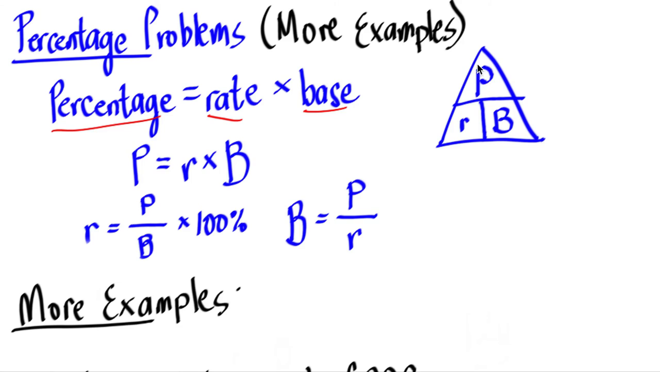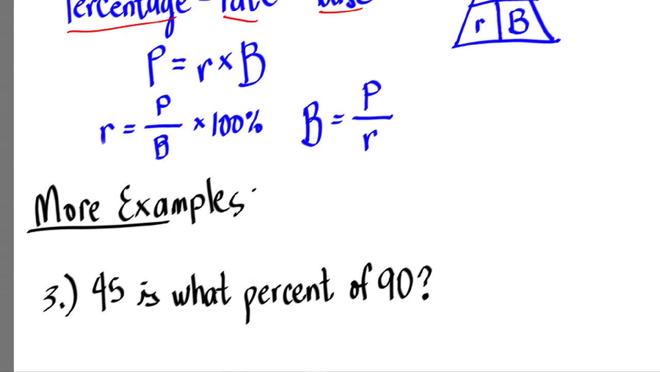So we have this pyramid again. If you want to find the P, you just cover the P, and what formula do you have? It's R times B. If you want to get the value of the R, you just cover the R. What formula do you have? P over B times, just multiply that by 100% since it's the rate. And if you want to find the value of B, just cover the B, and you'll see that the answer is percentage all over R. So that's how you use this pyramid. So let's proceed to example 3 right now.